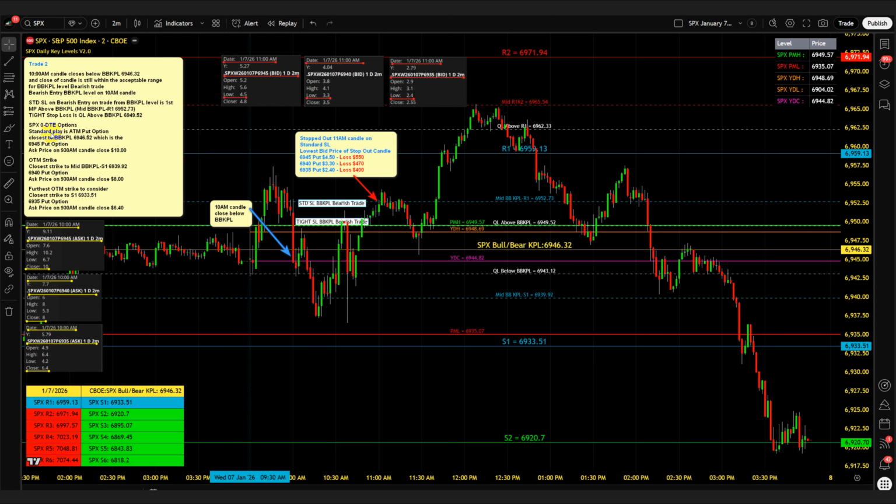Okay, so here we have the same strikes as well, because this is basically a repeat of re-entering the same trade. So we have the 69.45 put option. Excuse me, I made a typo here. This actually should say as price on the 10 a.m. candle close, so my apologies for the typo on this.